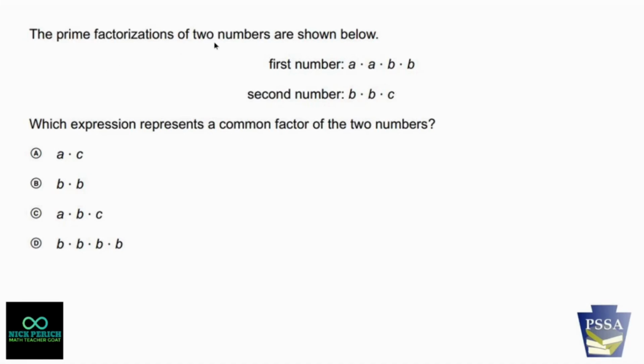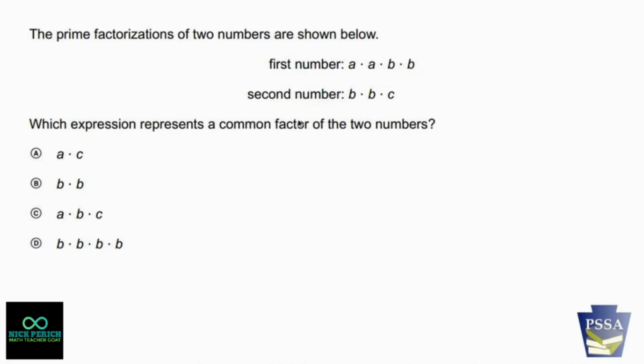The prime factorizations of two numbers are shown below. The first number is a times b times b. The second number is b times c. Which expression represents a common factor of the two numbers? Now, they're not asking for the greatest common factor, they're just asking for a common factor.